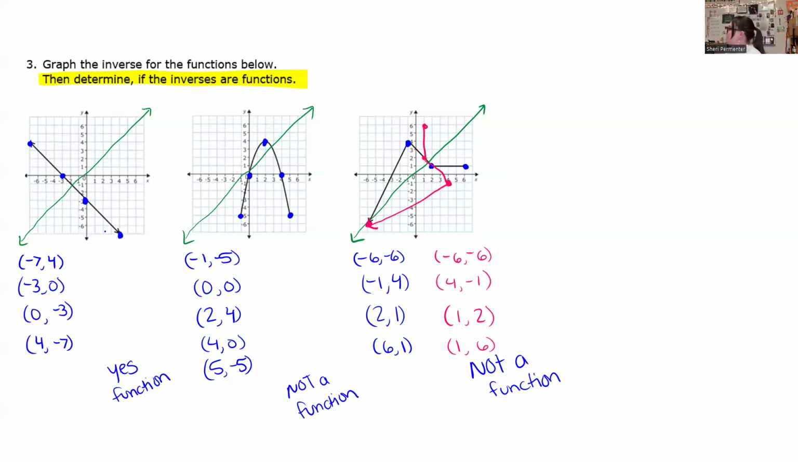Okay, I'm going to start writing the points of my inverse and then sketching my graphs. I would like for you to do the same. Look up if you need any help. I'm actually working backwards. I'm going to do the middle graph and then I'm going to do the left graph.